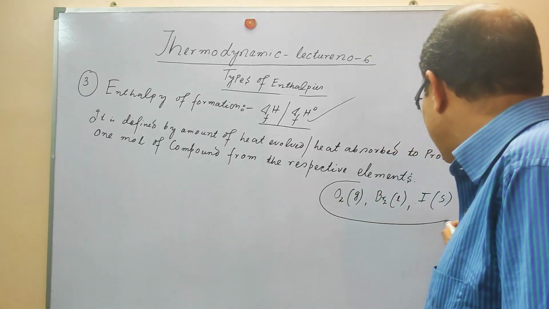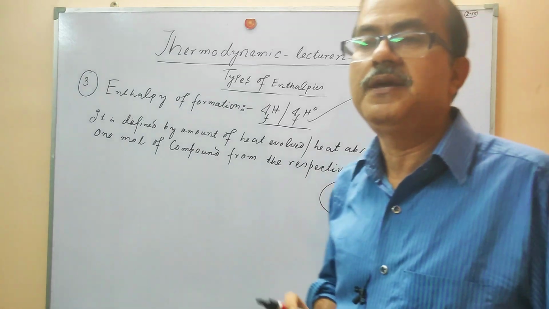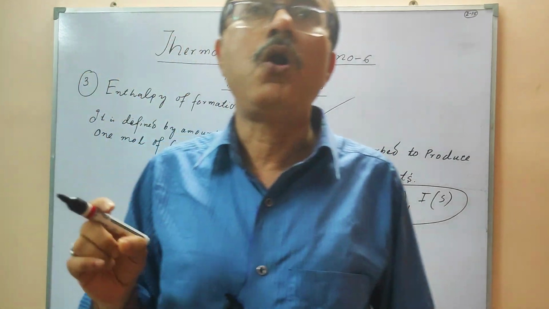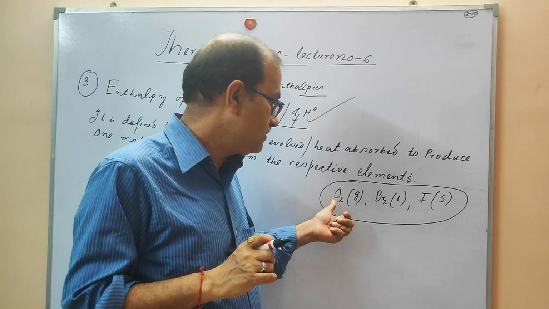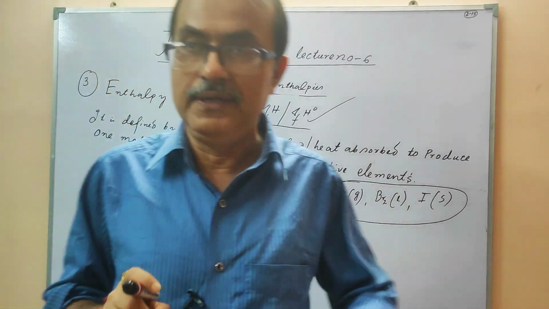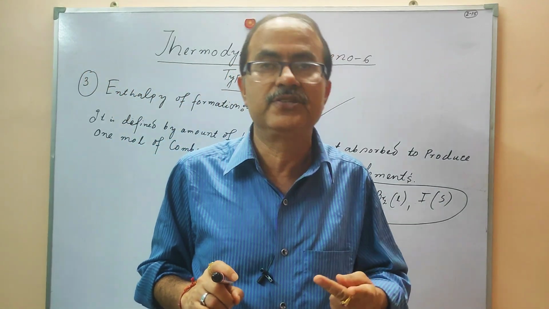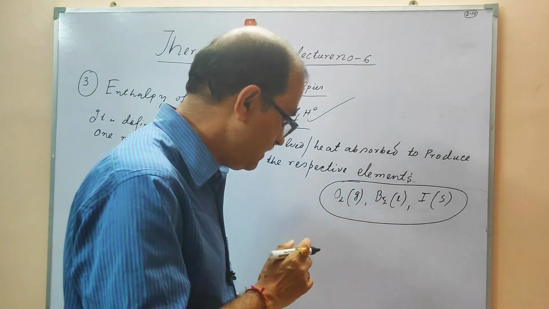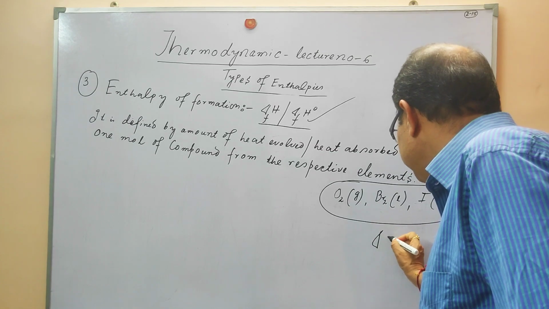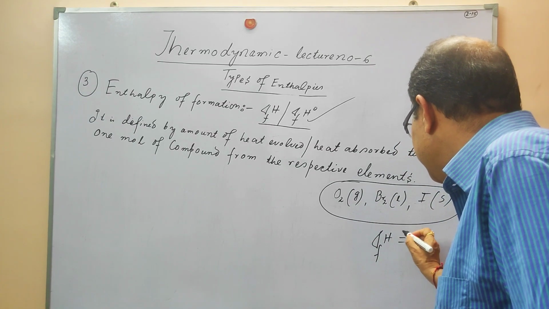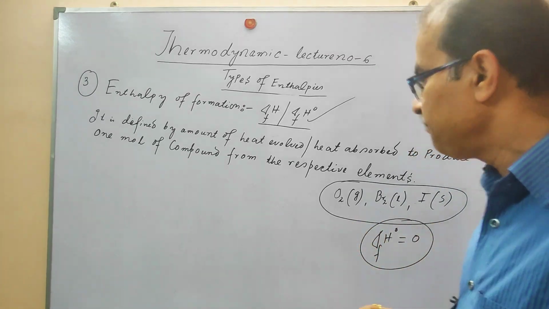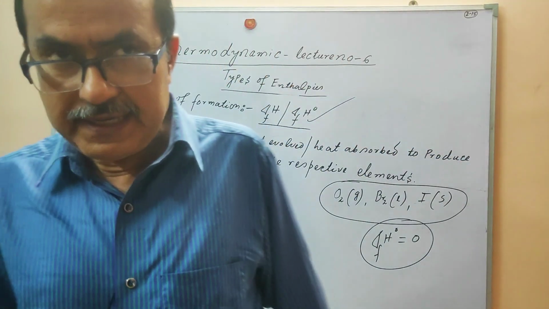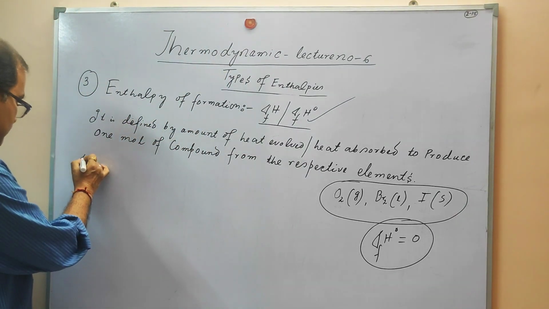And the standard enthalpy of formation of an element, by convention, has been taken as 0. The standard enthalpy of formation of an elementary element, that is oxygen, bromine, iodine or carbon, and in carbon it means graphite, not diamond, is 0. During calculation, we have to take its value as 0. Okay. Now we take another enthalpy, that is the enthalpy of neutralization.